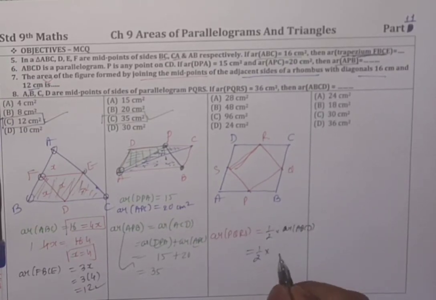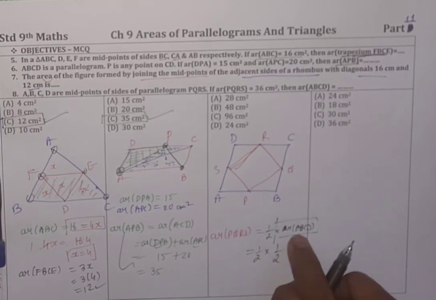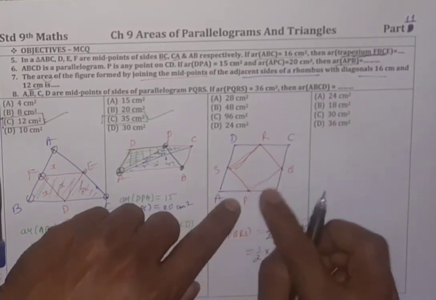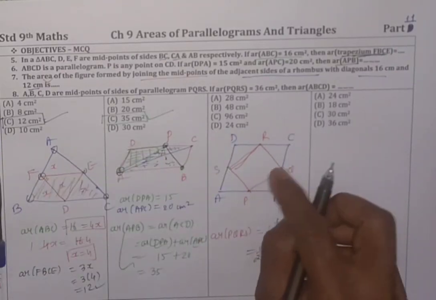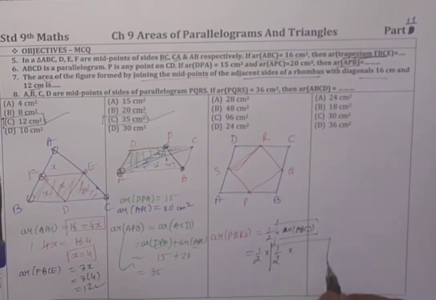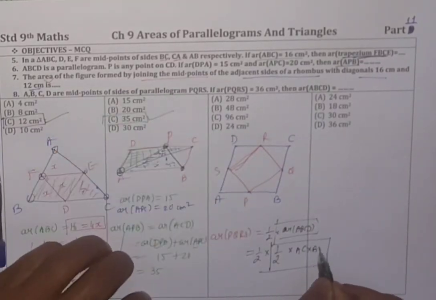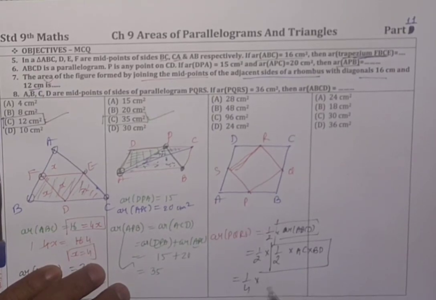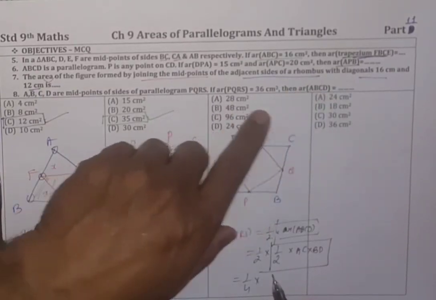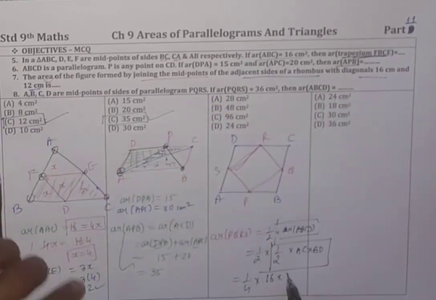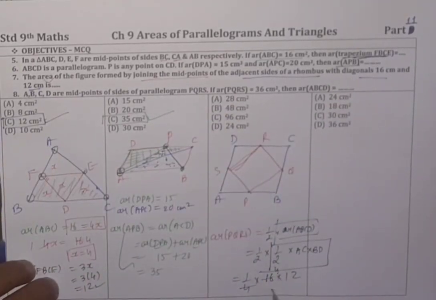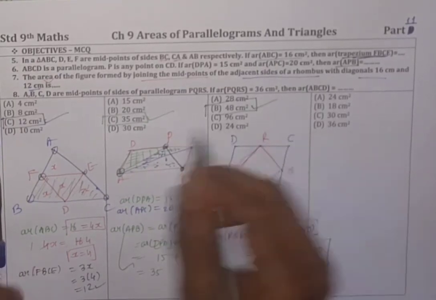Now, ABCD is a rhombus, and the formula for a rhombus is half the product of its diagonals. So half will come anyway. That half is another result. The area of the red one is half the area of the blue one. And the area of the blue, which is the rhombus, its formula is half the diagonal one AC into diagonal two BD. So this becomes 1/4 into AC, which is given. One diagonal is 16 and the other diagonal is 12. 4 ones are 4, 4 fours are 12, 4 twelves are 48 centimeter square. So 48 centimeter square is the answer.